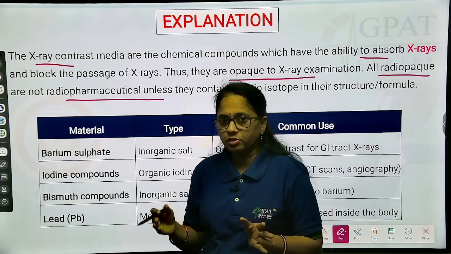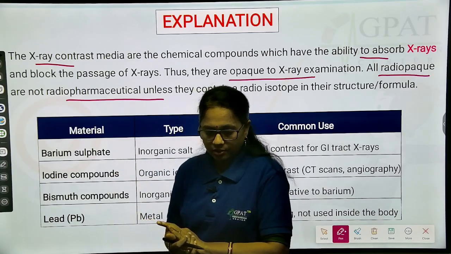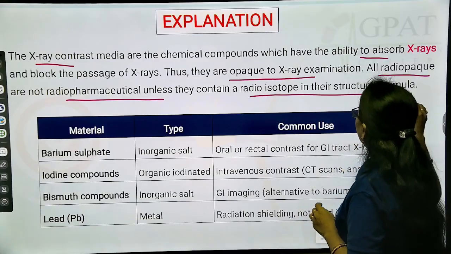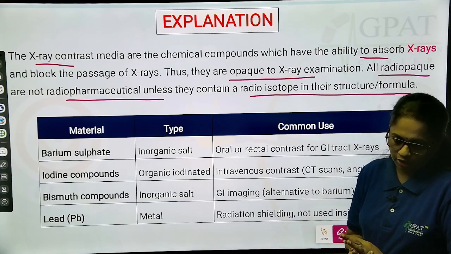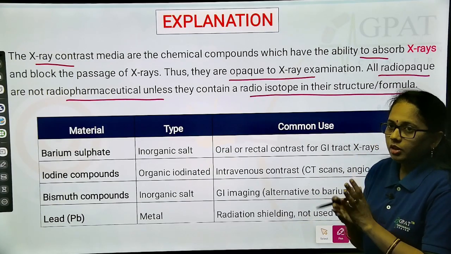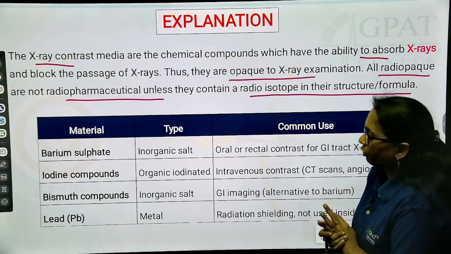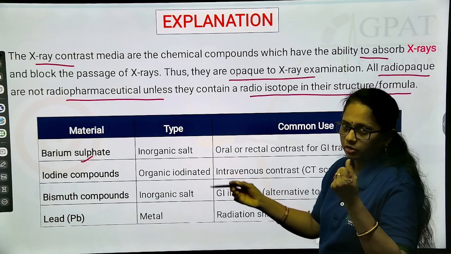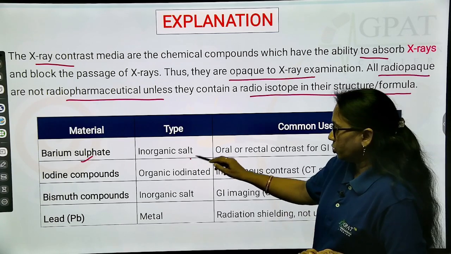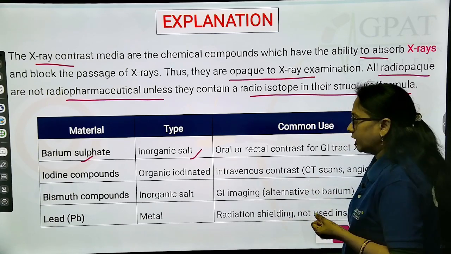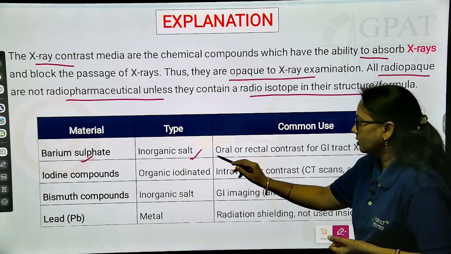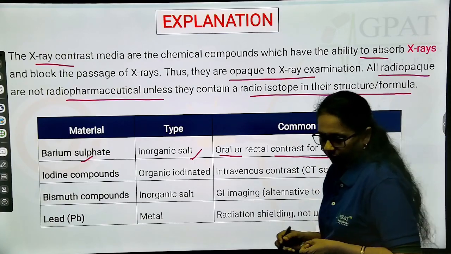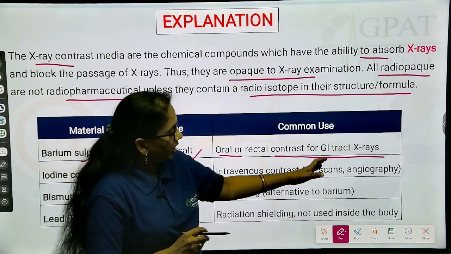So, do not get confused, all the radio opaque materials are not radio pharmaceuticals until they contain a radio isotope in their chemical structure. That is the actual meaning you should understand. If you observe some of the examples, barium sulfate, we know that it is used in many types of limiters also. It is an inorganic salt which is used as an oral or rectal contrast for the GI tract X-rays.